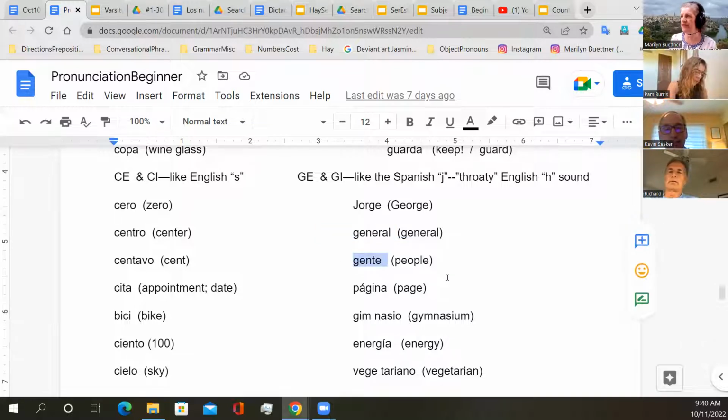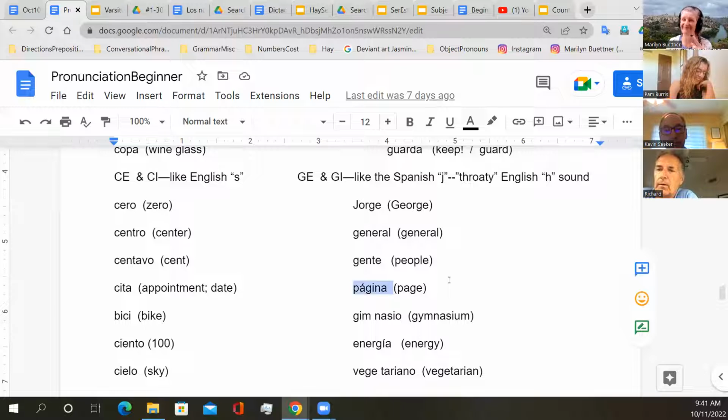Let's look at the next one. Here is a word that's sort of an equivalent for personas. Personas is a cognate; it looks like the English word person, and it means person. But this is a general word that's used to say people: gente. Gente. You'll hear a lot of people, especially musicians and singers, when they want to rev up the crowd, yell out, mi gente, my people. They're calling out to their followers. Mi gente.